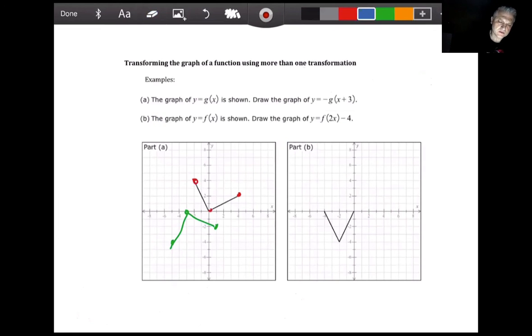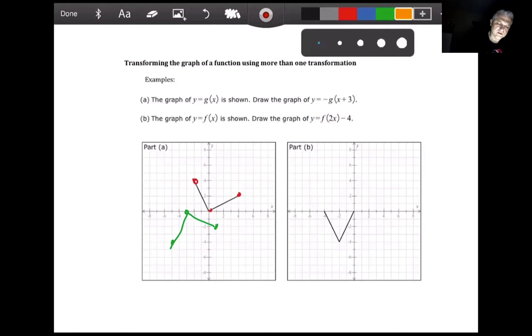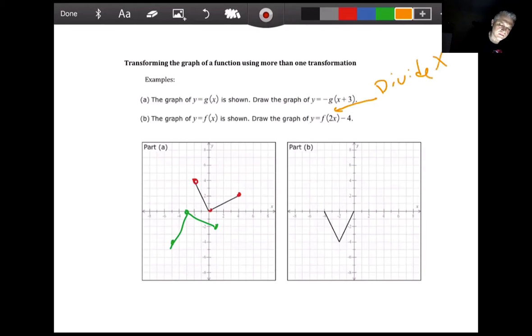We've got f of x right here, that little v. And what's going to happen to f of x? Well, we're going to change it to f of 2x in parentheses minus 4. So again, I like to look at what these things say. Remember, the 2 is inside with the x. So I'm going to divide my x by 2. And there's a minus 4 on the outside, which means I'm going to go down 4.